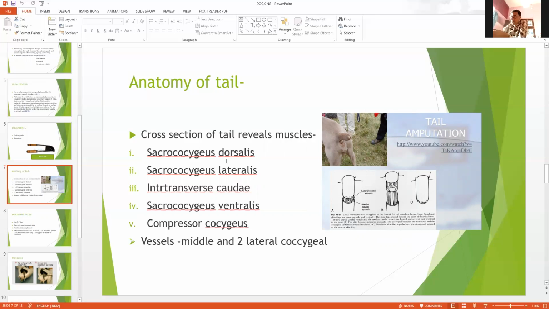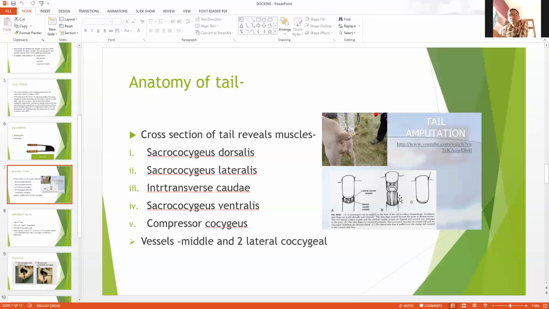These muscles are there: sacrococcygeal dorsalis, sacrococcygeal lateralis, then intertransversarii caudae, sacrococcygeal ventralis. These are the important sacrococcygeal dorsalis, lateralis, and ventralis muscles, situated on the dorsal side, lateral side, and ventral side. And the vessels are very important. One medial vessel is there. Below this are the lateral sides. These two are the lateral coccygeal vessels, and below this on the medial side, one medial coccygeal vessel is there.